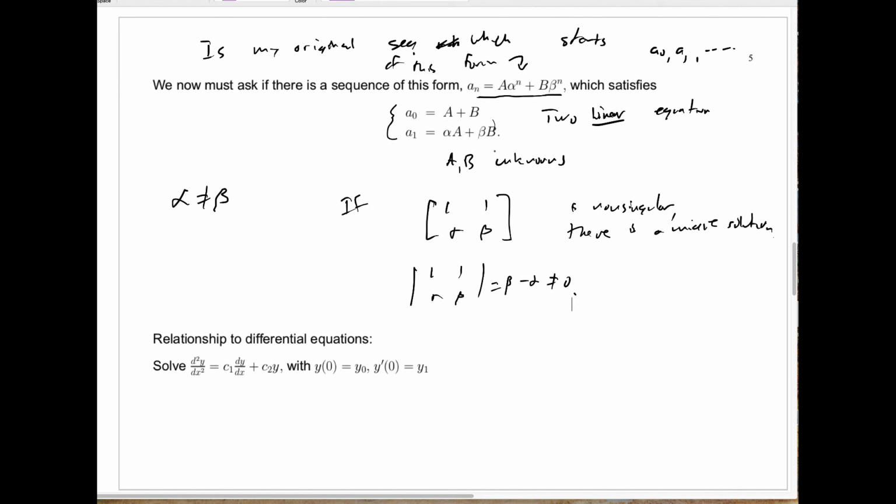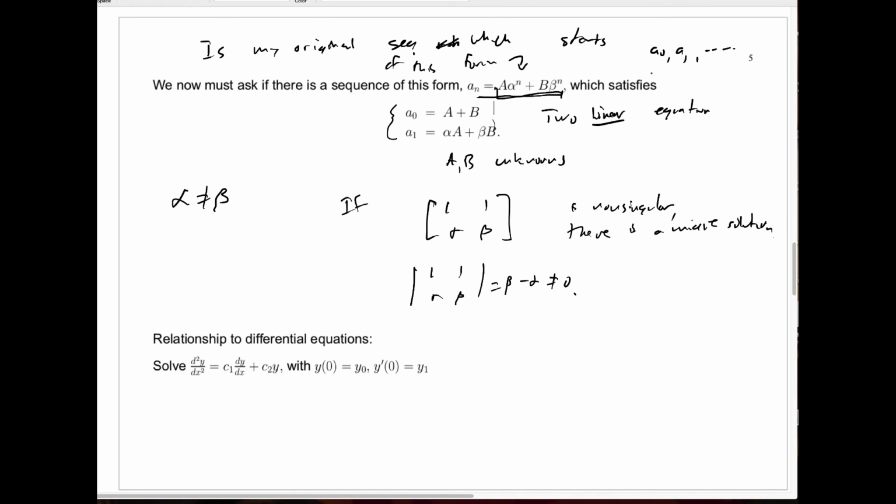And what does that mean? That means there will be a unique sequence of this form, where a sub n is a times alpha to the n plus b times beta to the n, which gets the 0 and the 1 term, the first two terms of the sequence, correct if you specified what those have to be.